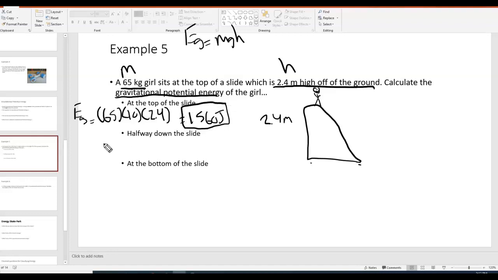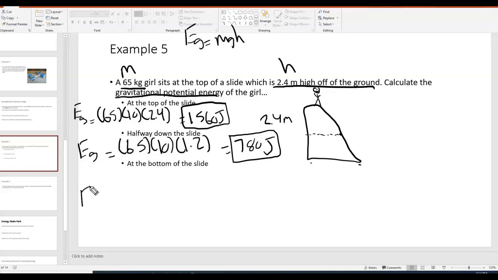Now, as she slides down the slide, she loses height. That means she loses gravitational potential energy. Okay, so halfway down the slide, when she's at the halfway point, right here, her height is half as much. So I'm going to do mgh, but now the height is going to be what? It's going to be half of the 2.4, which is 1.2. Okay, and so now her gravitational potential energy is 780 joules.